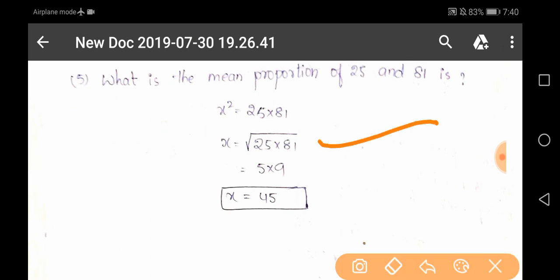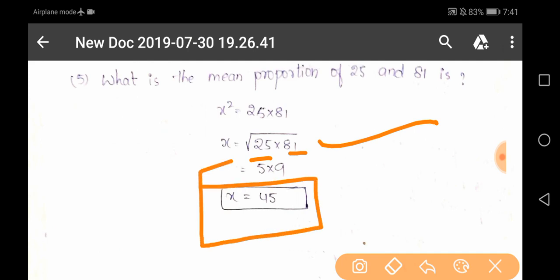So 25 into 81 is 5 square into 9 square. So 5 9s are 45. So the mean proportion of 25 and 81 is 45.